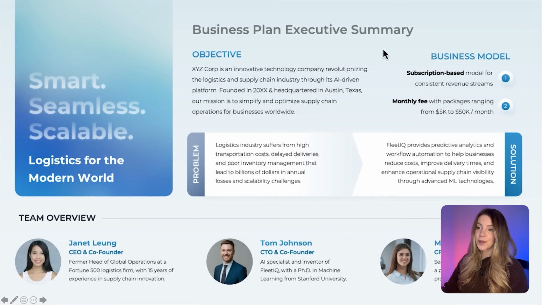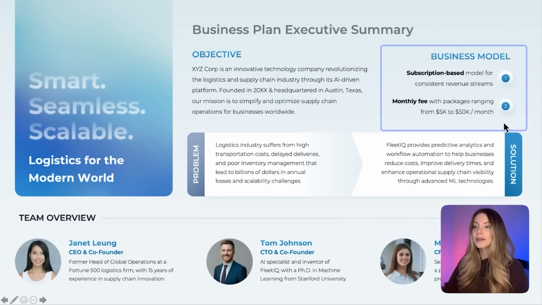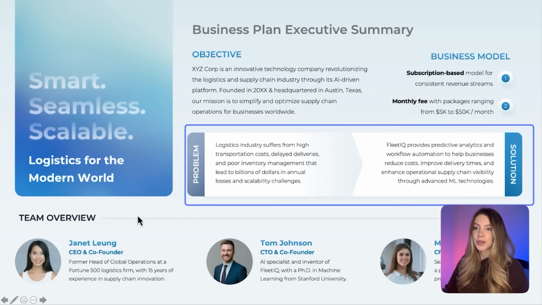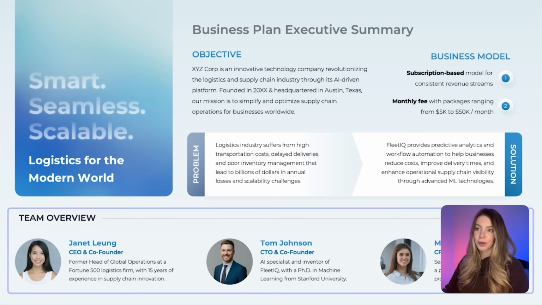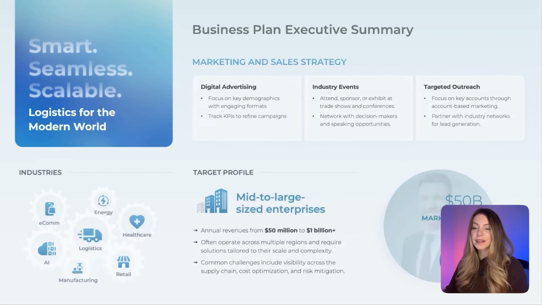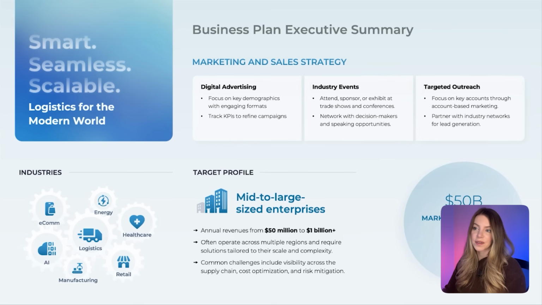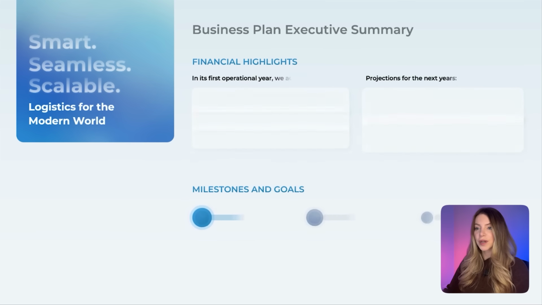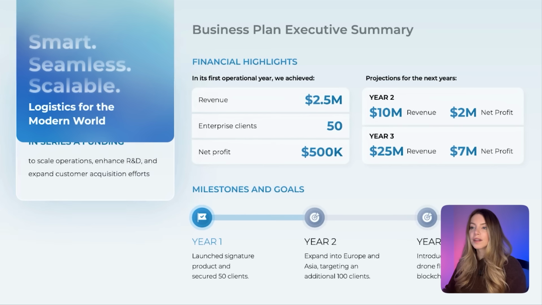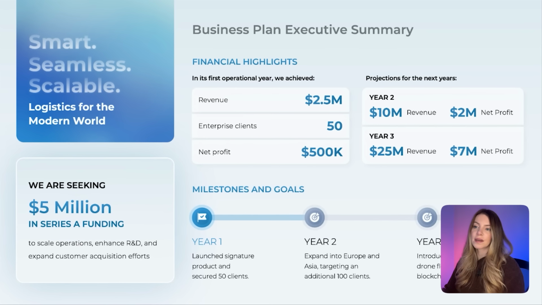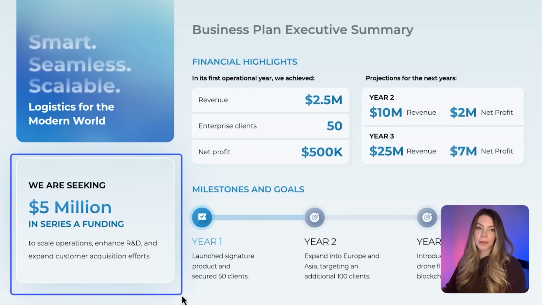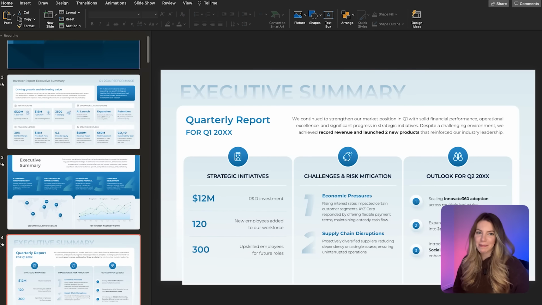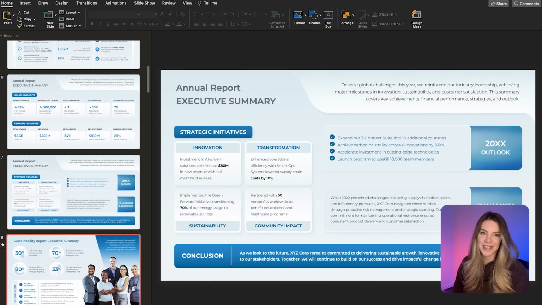This summary starts with an overview of the business model, the problem and solution statements, and team overview. It then gets into more details about marketing and sales strategy and financial attractions. And finally, the call to action in this case is the amount of funding the startup is seeking and what is it going to be used for. And that wraps up our executive summary presentation.